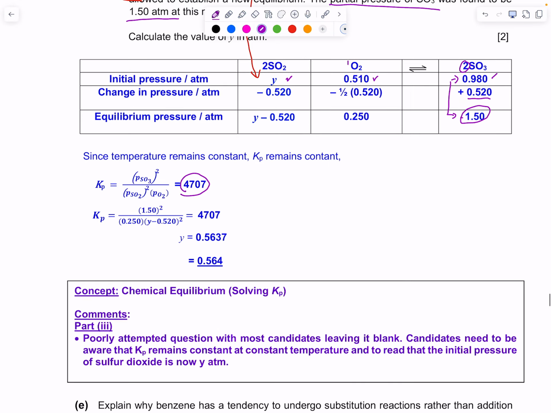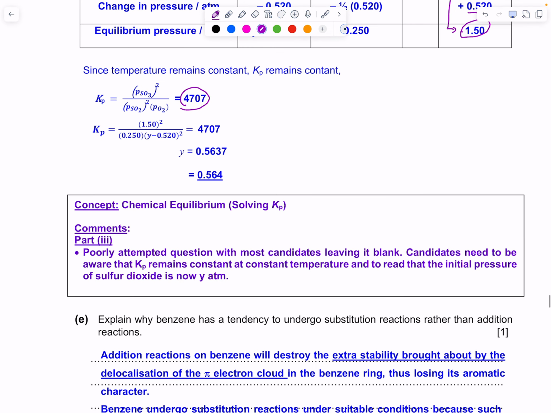Alright, the next question is quite demanding. There are two parts to the question. First, why do they undergo substitution? Second, why not addition? So, this 1 mark question is very, very difficult to get the 1 mark because there are two parts that you need to answer.